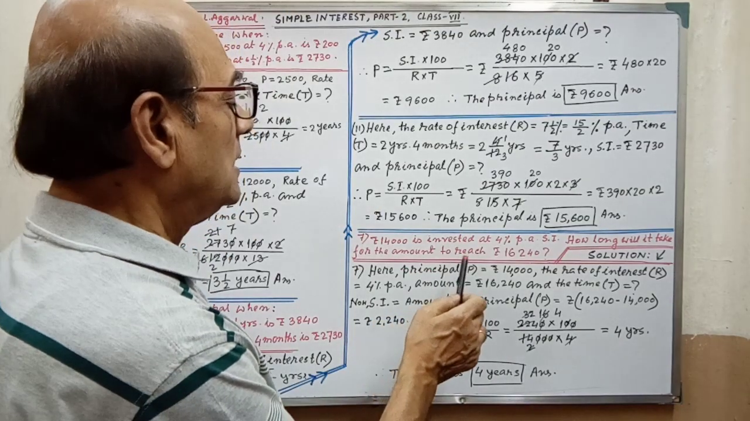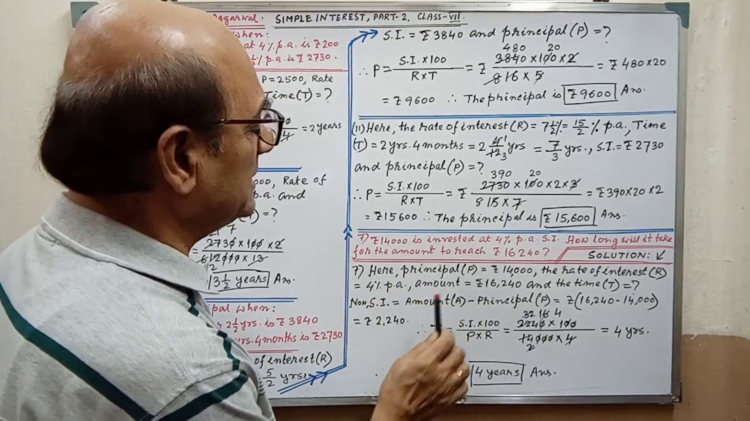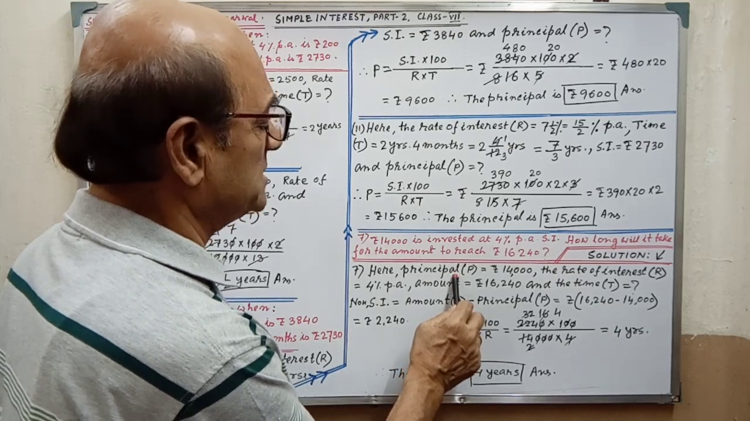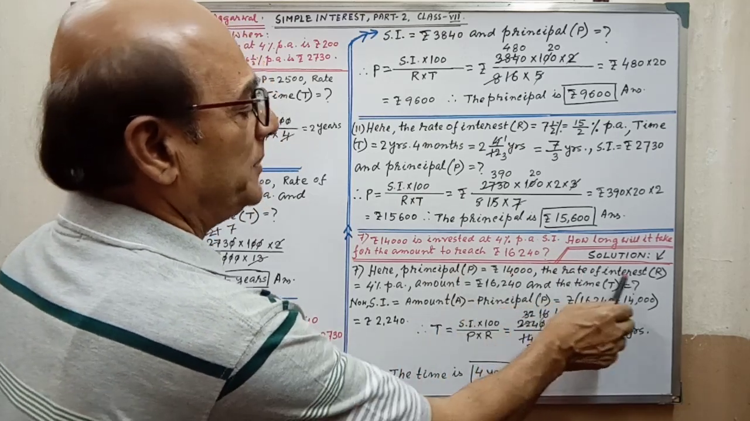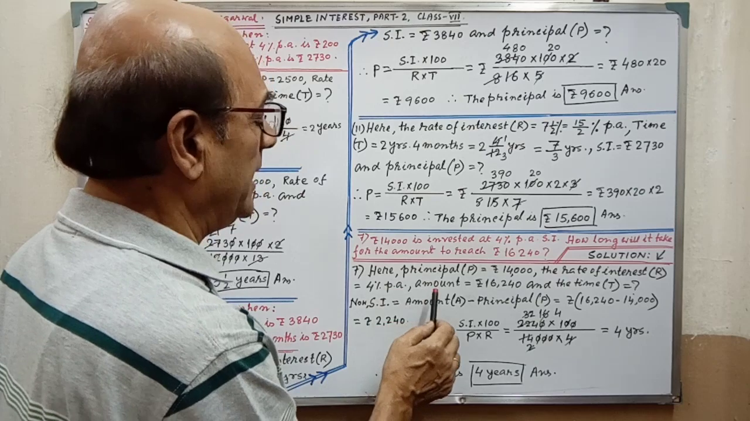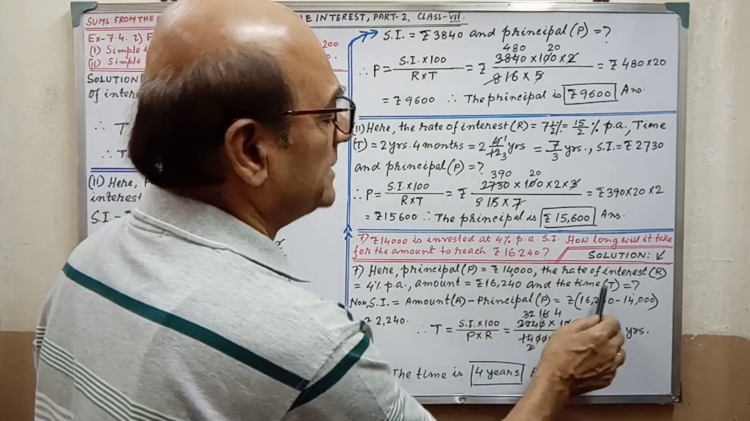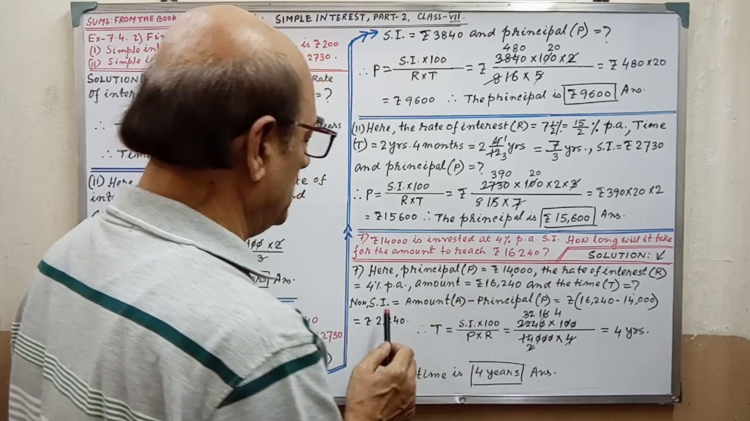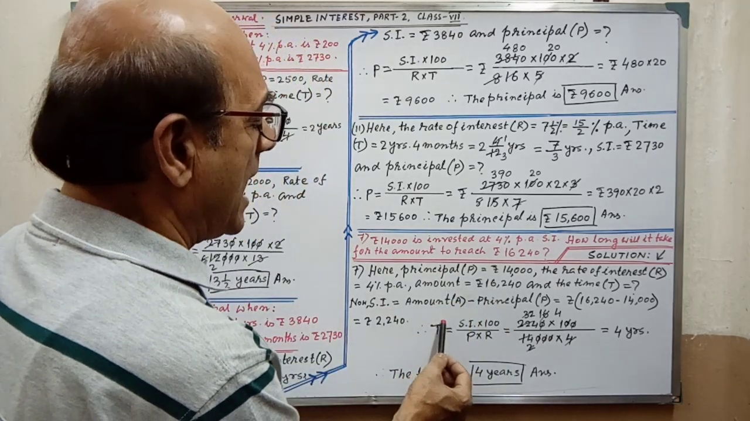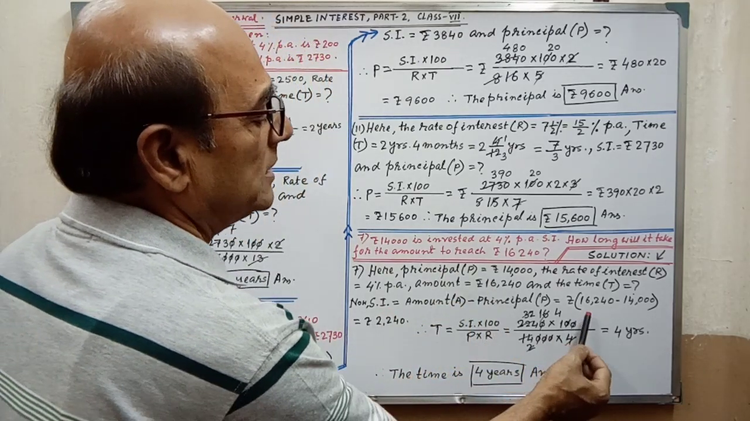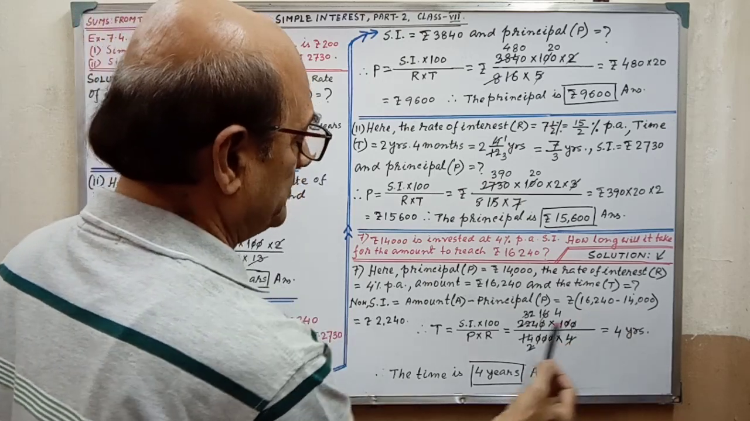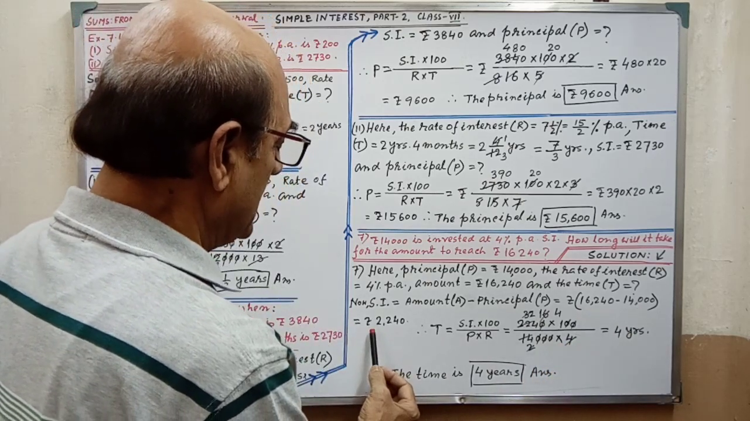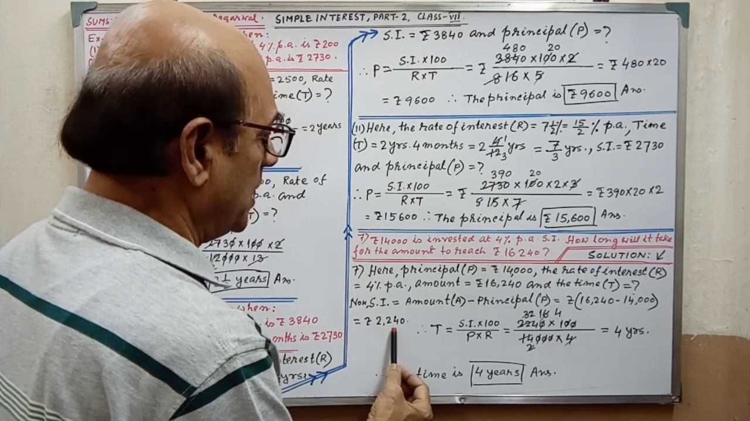So after reading the problem attentively, then you have to write the data. P equal to this, rate of interest equal to 4% per annum, amount is this, and the time is required. The amount and principal are given, so SI equal to amount minus principal. After that we have to put the values. After putting values we are getting the SI rupees 2240.